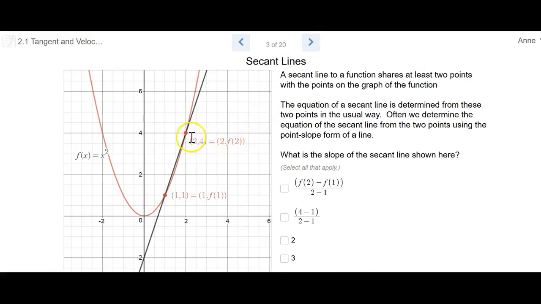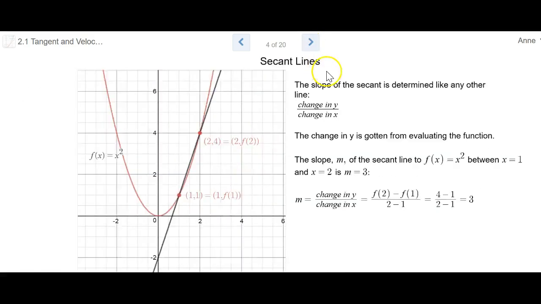So you also need to remember what a secant line is. A secant line is a line that shares at least 2 points with the points on the graph of a function. When you have a secant line, if you have the points that it shares with the function, then you automatically have 2 points on the line. You can figure out the x and y coordinates of those points by using the x coordinate and then evaluating it at the function formula. And then you can get the slope and the equation of a line as you normally would.